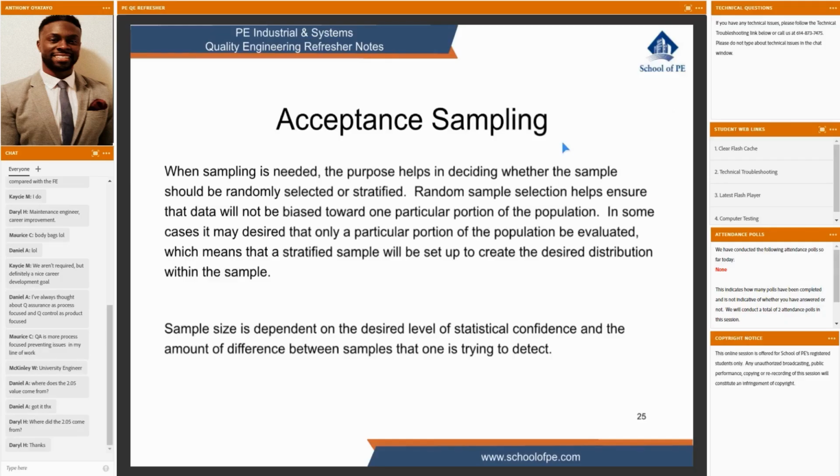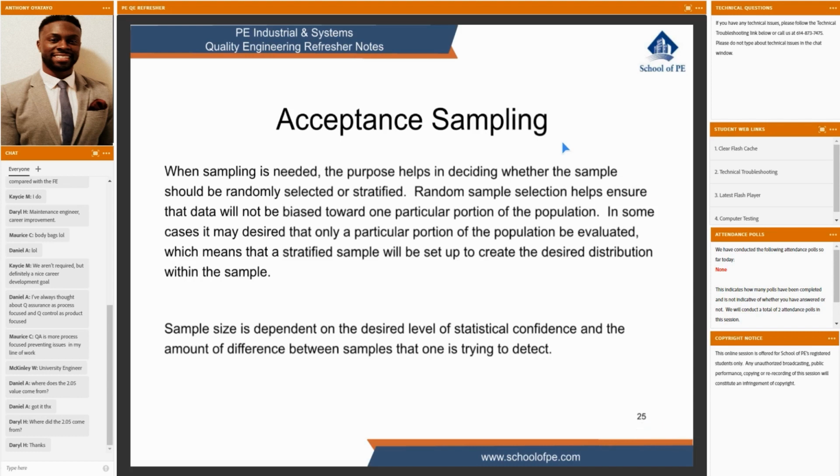So now with acceptance sampling, what we're trying to accomplish here is really ensuring that if we have this big old batch, and we take a certain amount of samples from this batch, are we confident that, if what we've sampled is great, the rest of the batch is going to be great? And if not, do we still accept it? Do we reject it? Depending on what we are actually sampling, there may be instances where it requires 100%. You've got to look at every single thing.